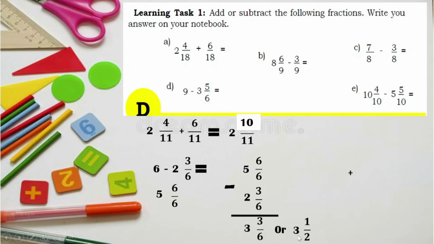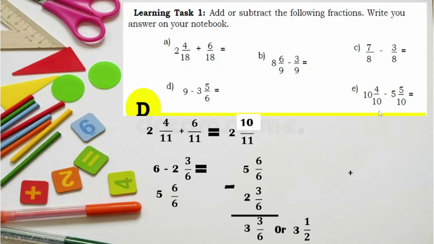So, meron tayong magiging sagot na 3 and 1/2. Bakit? Yung 3 divided by 3, 1. Yung 6 divided by 3, 2. Kaya meron tayo 3 and 1/2. Again, ito yung example sa letter D. Gayahin lang po ito. Kaya dito sa 9, magiging ano siya? 8 and 6 over 6. Diba? Then proceed na kayo sa subtraction.